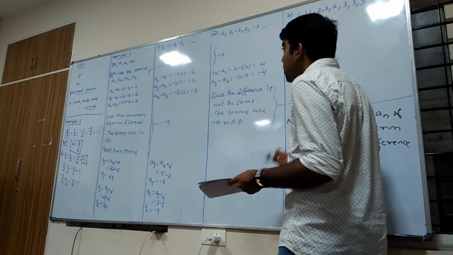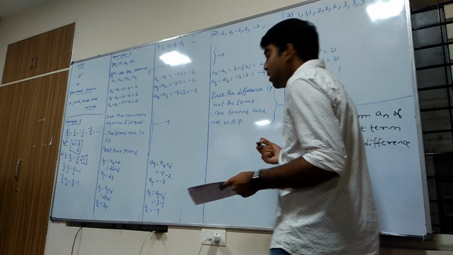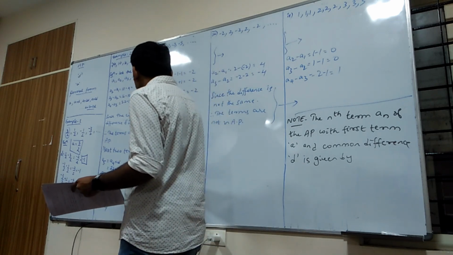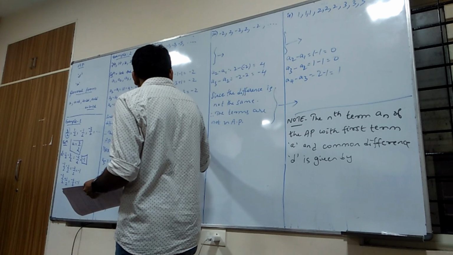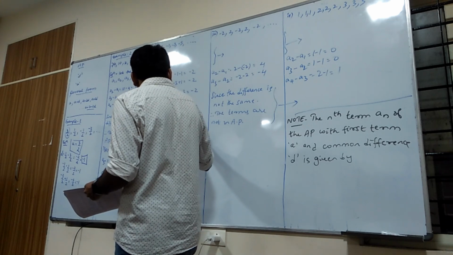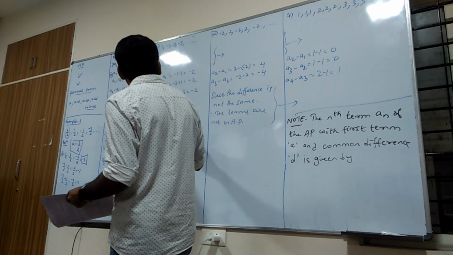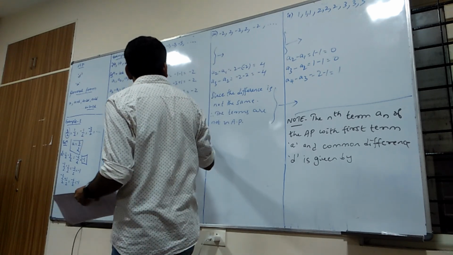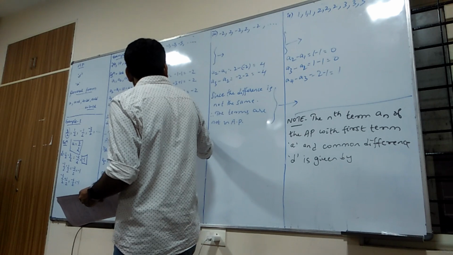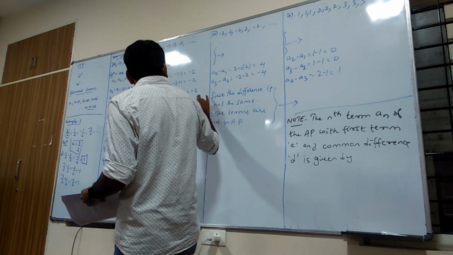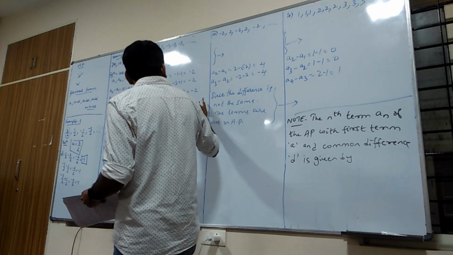How did I get the nth term? Look over here. The nth term is 5. What will it be? A plus 4 times D. Check it again. What is A? A is 1. So 1 plus 4 times, what is D? Minus 2. Okay. 1 plus 4 times minus 2 gives minus 7.